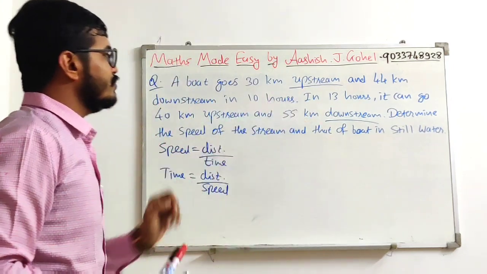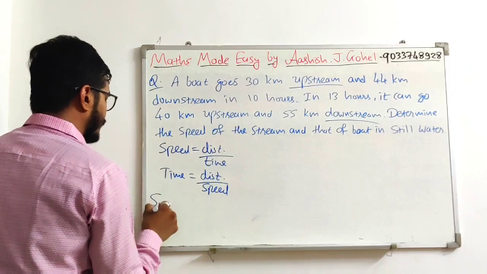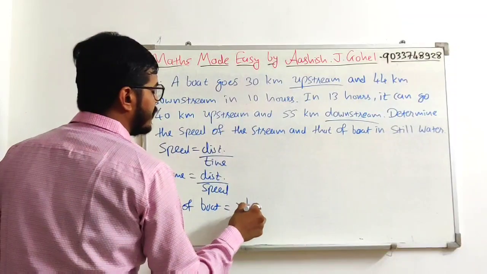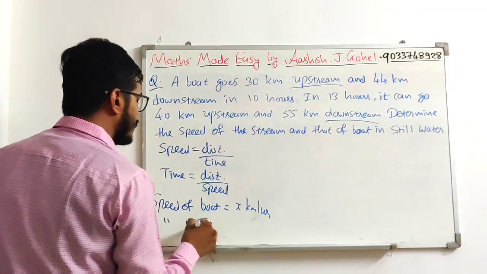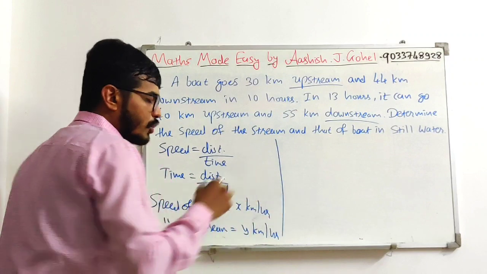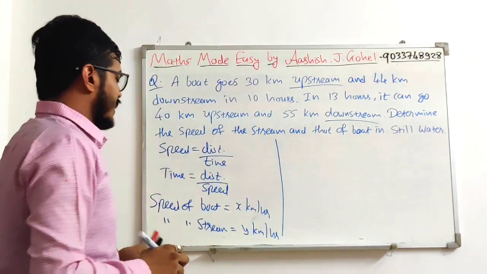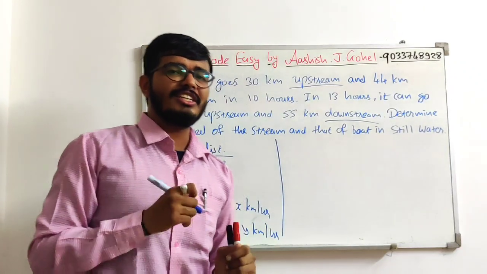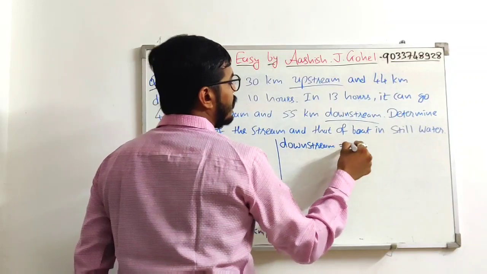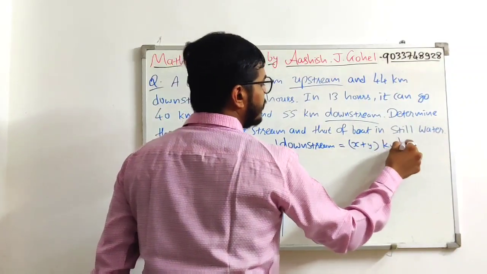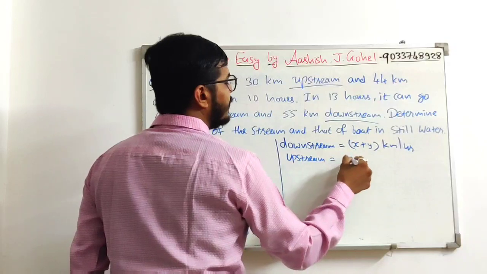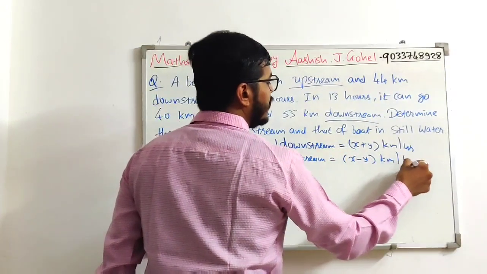So first we will assume that the speed of boat in still water is x km per hour and the speed of stream is y km per hour. Okay. Now next thing, if the boat is going downstream, then the speed will be added. So the speed of downstream will be x plus y km per hour and the speed of upstream will be x minus y km per hour.